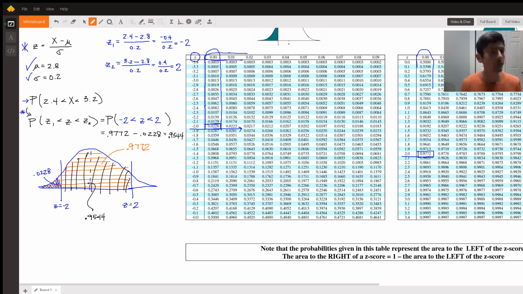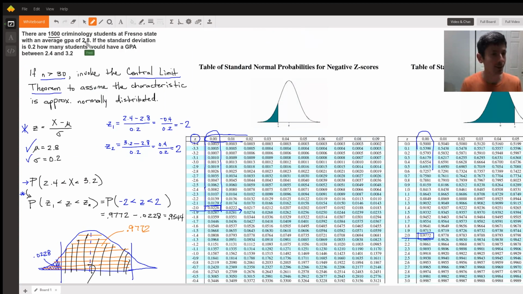And finally, we would want to take that and see what 0.9544 of 1,500 students is. Recall our total sample of students was 1,500. So at the final determination, we would say, okay, of these 1,500 students, we found that this proportion of them would have a GPA in that range. What number of students does that correspond to? By carrying out that multiplication, we would see there are roughly 1,431 students.